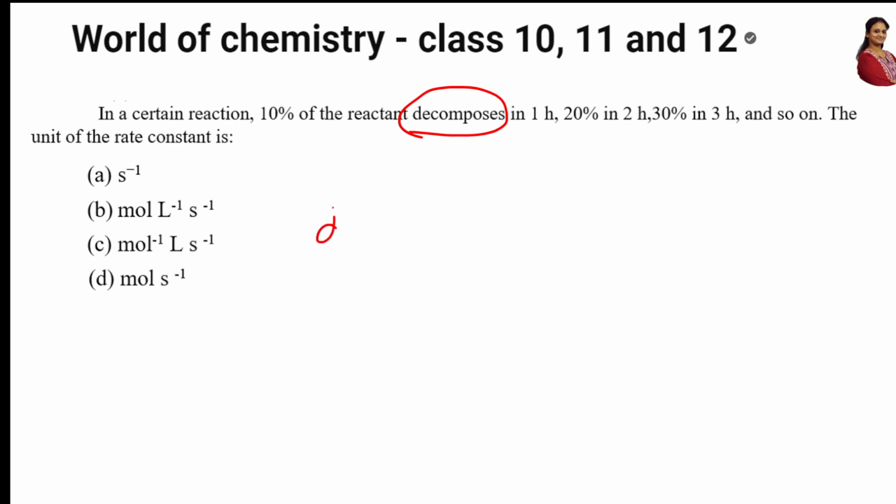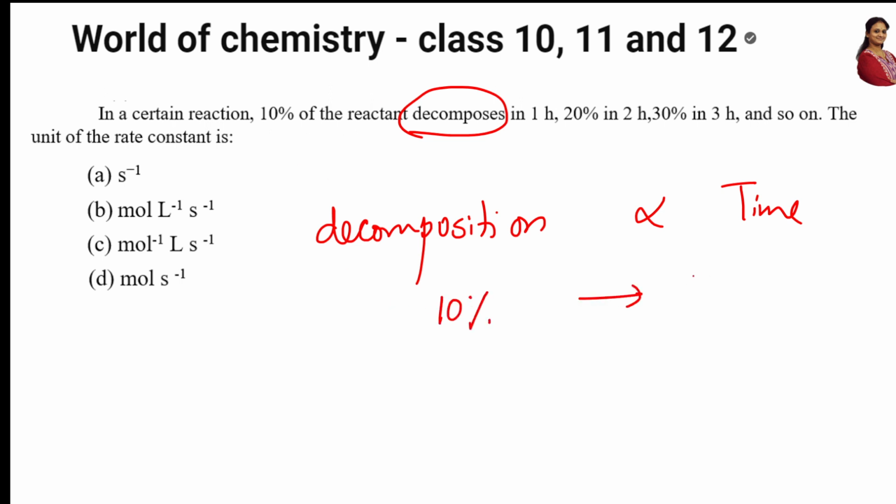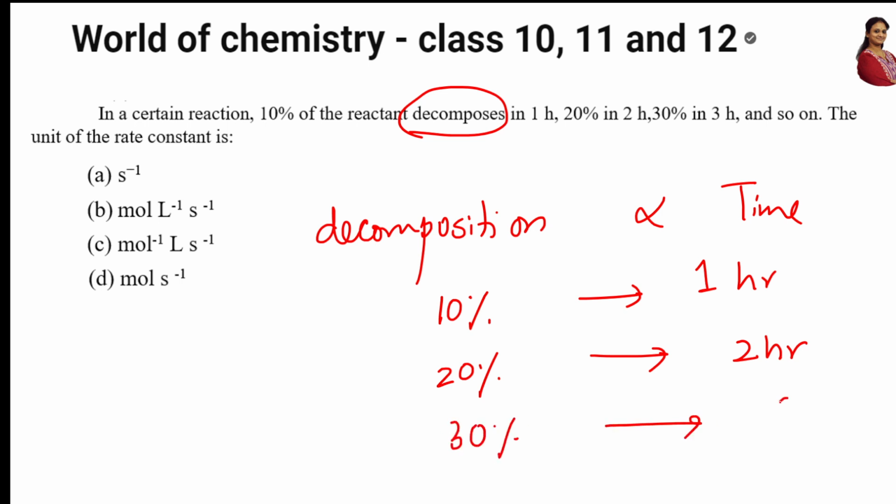What is the important thing you should remember? Decomposition is directly related to your time. This one you should remember. This is the trick. Rather, this is the most important thing. What did they say? 10% has decomposed in 1 hour. Then they said 20% decomposes in 2 hours. Then they said 30% decomposes in 3 hours.